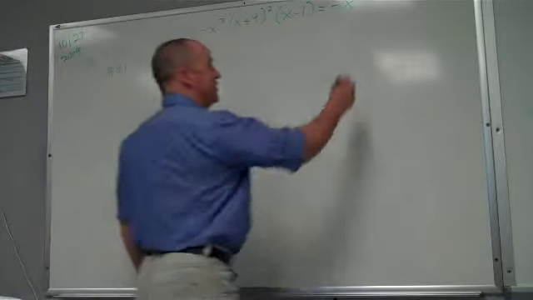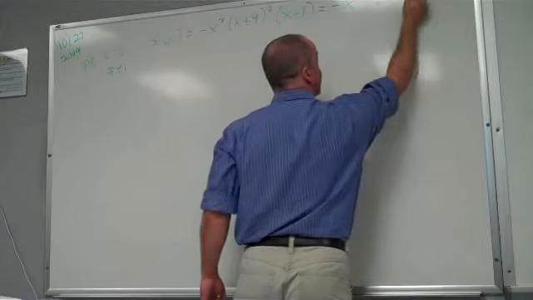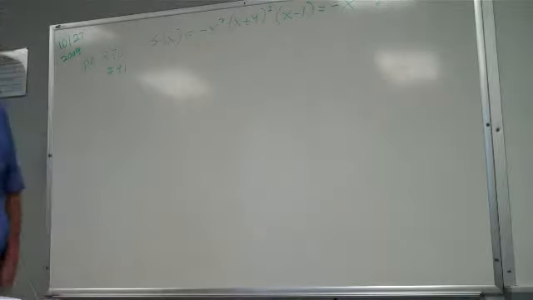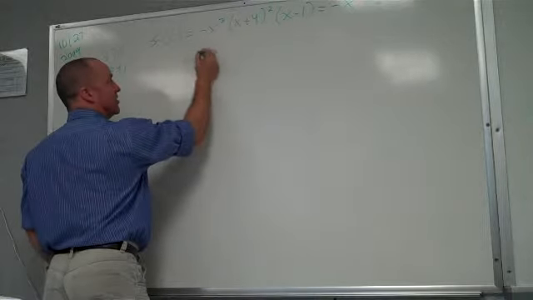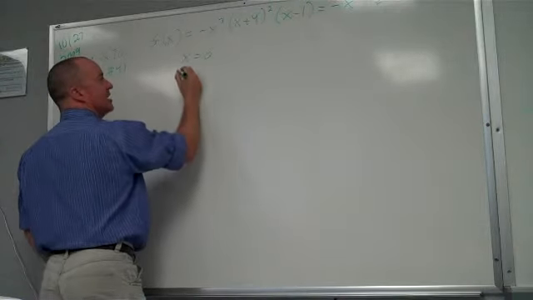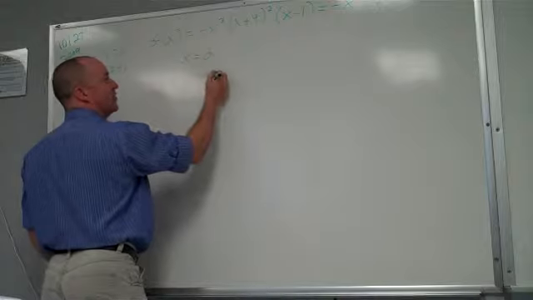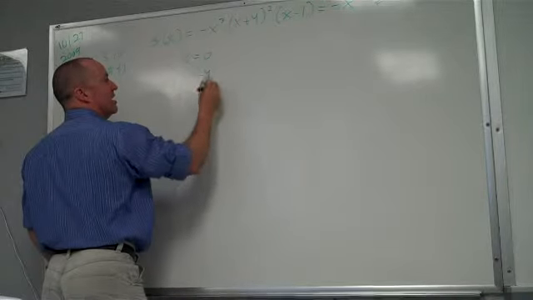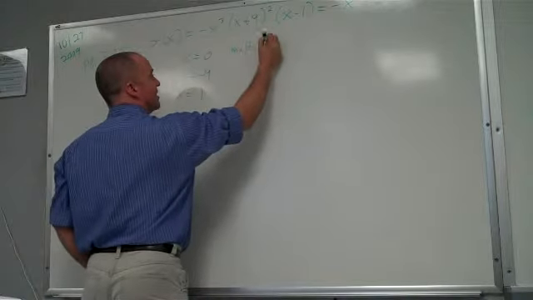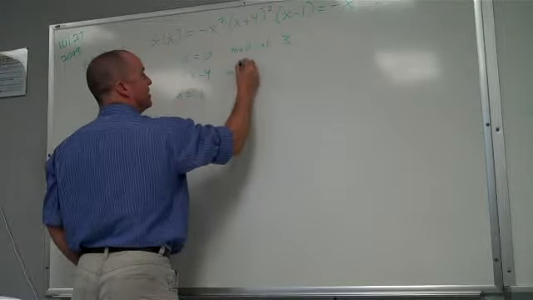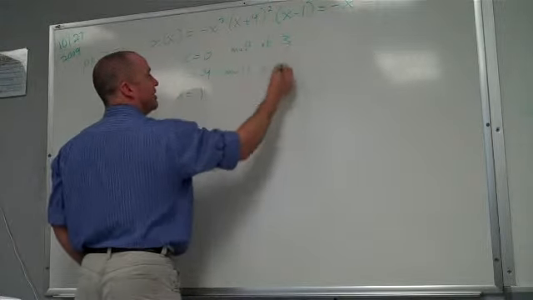Now, so we know the end behavior will be something like this. Okay, zeros. I see an x equals 0 from the x cubed. I see an x equals negative 4 and 1. I see a multiplicity of 3 here, a multiplicity of 2 here, and a multiplicity of 1.